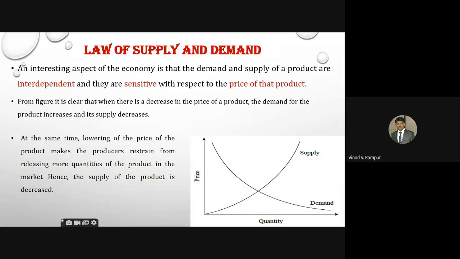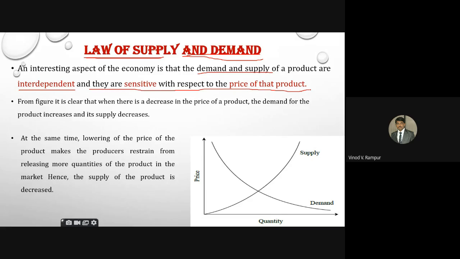And this is the law of demand and supply. See, this is the law of supply and law of demand. An interesting aspect of economy is that the demand and supply of a product are independent and they are sensitive with respect to the price of the product. Remember, the demand and supply are totally dependent. Okay, when the demand increases, supply decreases. When the supply increases, demand decreases. These are the common things we should know.